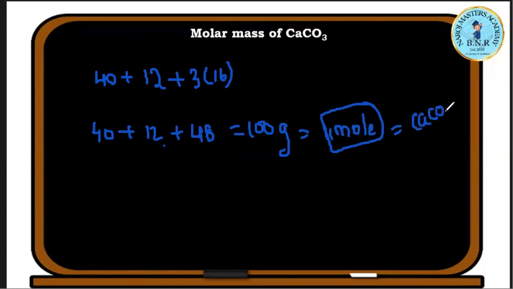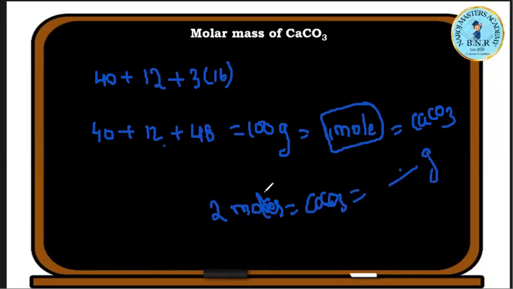Calcium carbonate. So my question is, if I have 2 moles of calcium carbonate, CaCO3, that equal to how many grams? Dash grams. 1 mole is equal to 100 grams. 2 moles is equal to 200 grams.